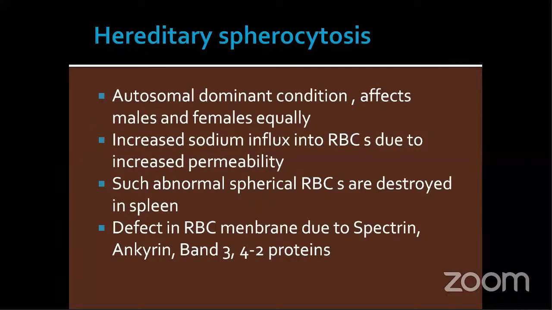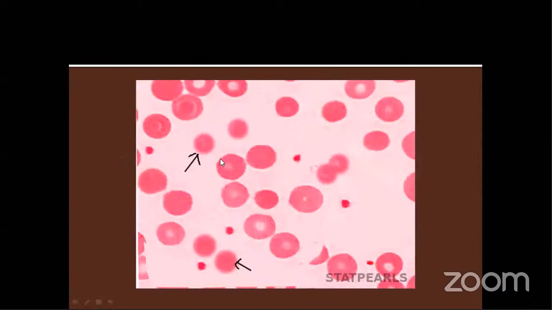So the basic pathology is a defect in the RBC membrane due to defective proteins: spectrin, ankyrin, band 3, and band 4.2. These cell membrane substances will be defective. Okay, so please try to remember. These are the normal biconcave RBCs with central pallor, whereas these are the spherical RBCs. They are smaller in size compared to normal RBCs and there is no central pallor.